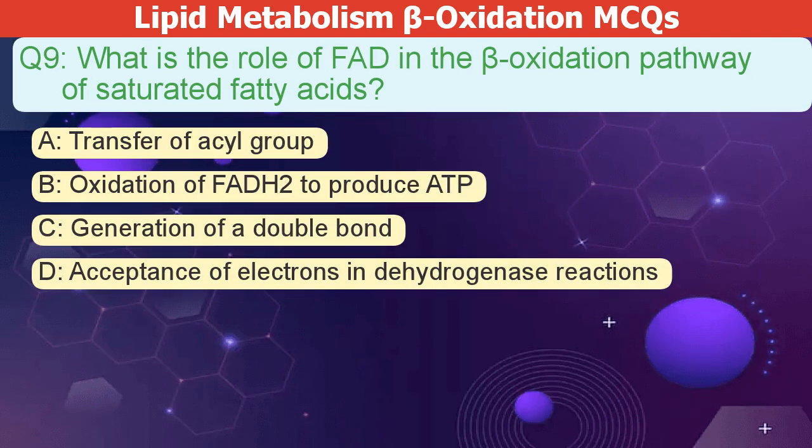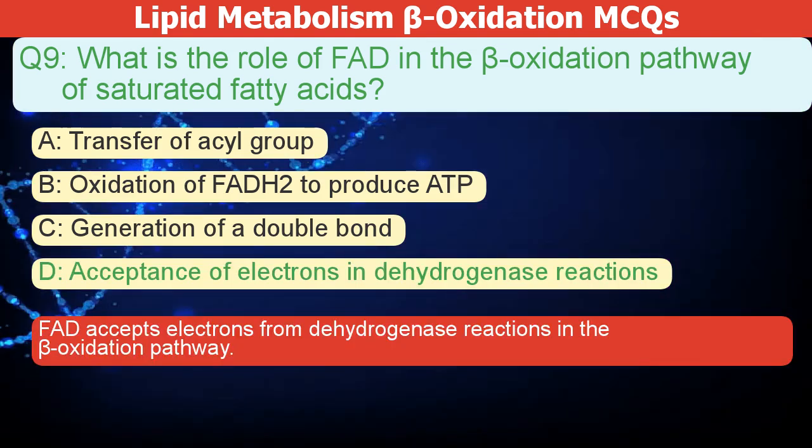What is the role of FAD in beta-oxidation of saturated fatty acids? A. Transfer of acyl group. B. Oxidation of FADH2 to produce ATP. C. Generation of a double bond. D. Acceptance of electrons in dehydrogenase reactions. The correct answer is D. FAD accepts electrons from dehydrogenase reactions in the beta-oxidation pathway.